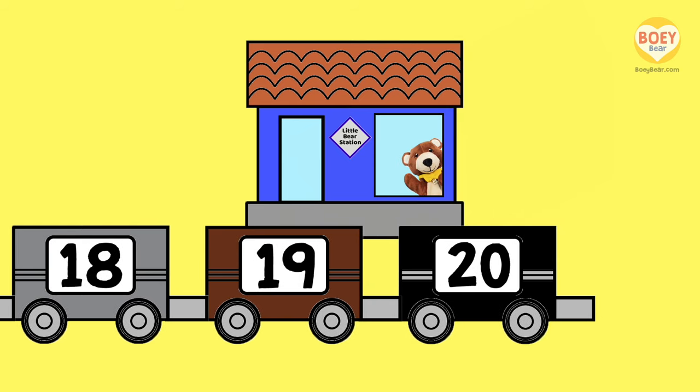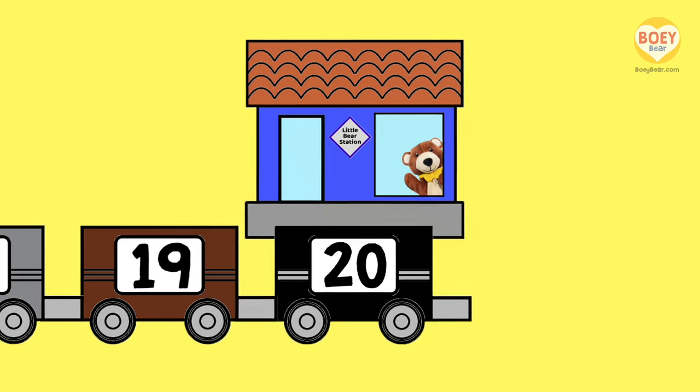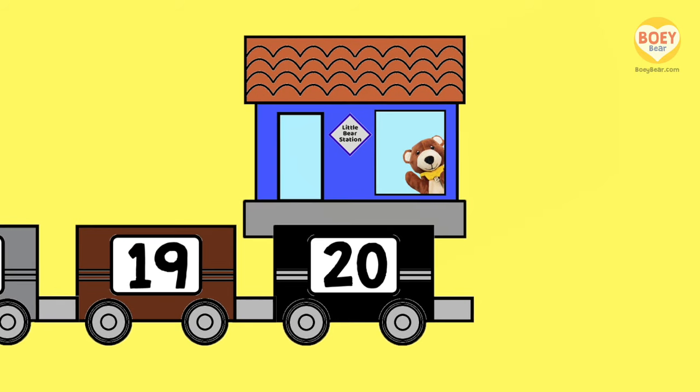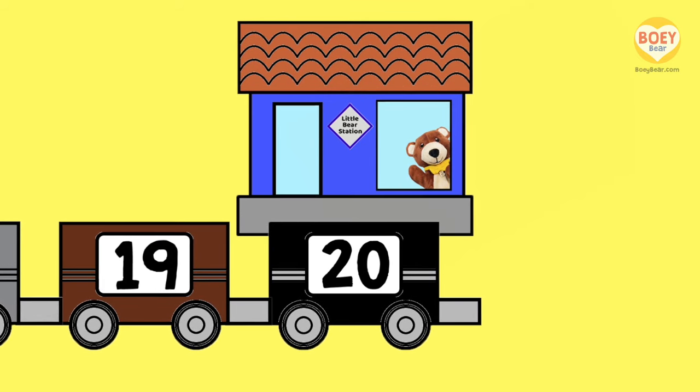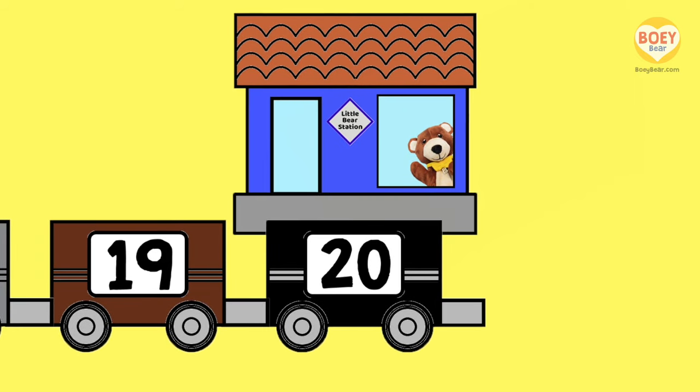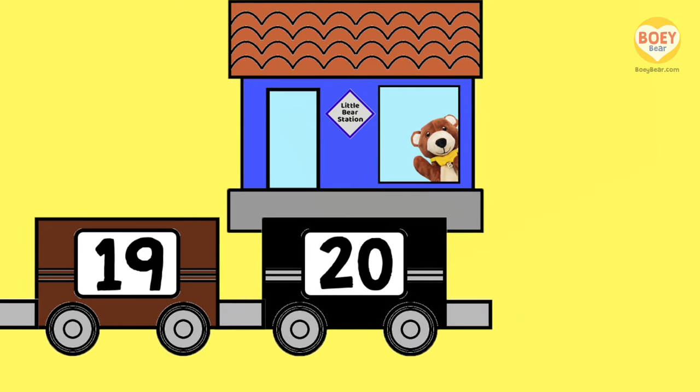1, 2, 3, 4, 5, 6, 7, 8, 9, 10, 11, 12, 13, 14, 15, 16, 17, 18, 19. It's slowing down. Today's number is 20. Can you say 20? Great. Now let's count the number.